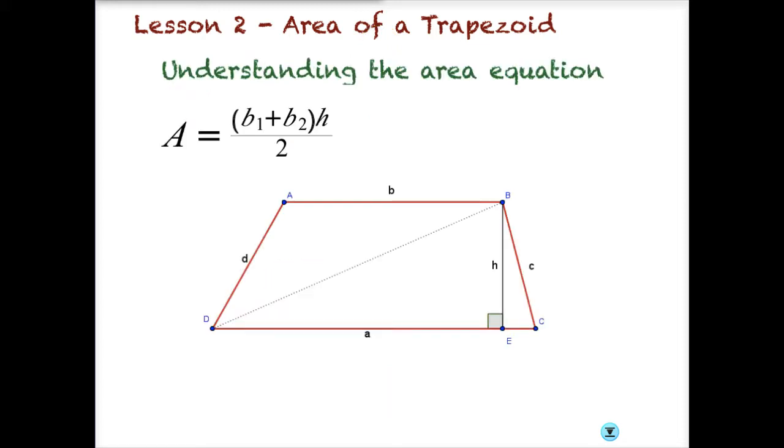Okay, let's understand the area equation, the area of a trapezoid. First of all, what is a trapezoid? Well, a trapezoid has 2 bases, A and B. It has 2 sides that are not parallel to each other. Therefore, it is not a parallelogram. A trapezoid also then has a height that is perpendicular to the base.